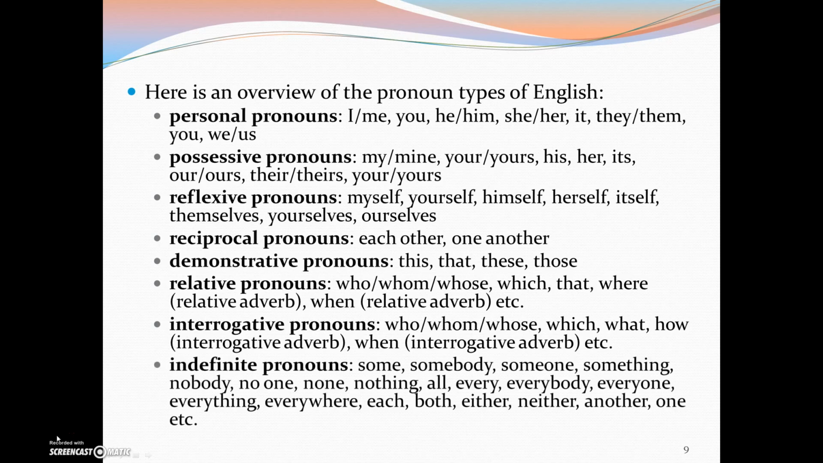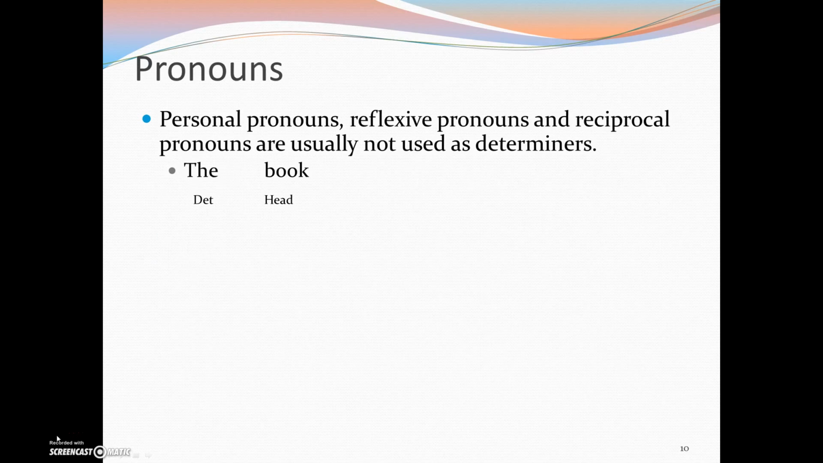And we have indefinite pronouns. So these are a little bit different. We often don't actually consider them pronouns. So we can see that it's words like some, somebody, all, every, everyone, each, and both. But they're also pronouns actually. So personal pronouns and reflexive pronouns, reciprocal pronouns are usually not used as determiners. So we call these genuine pronouns.